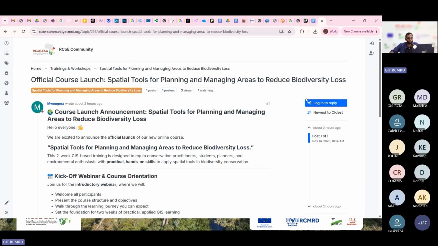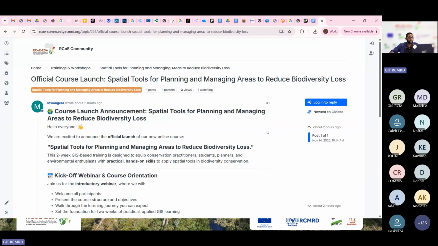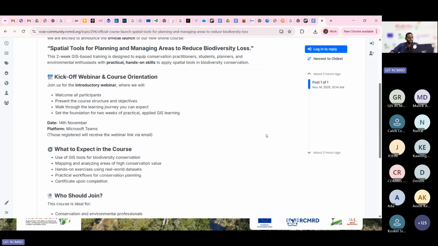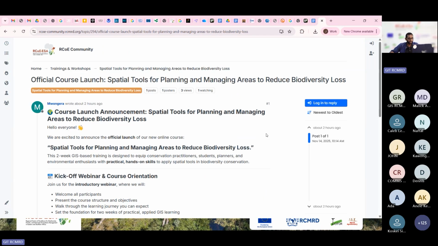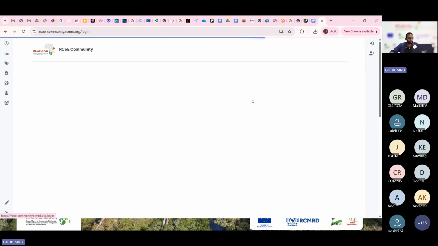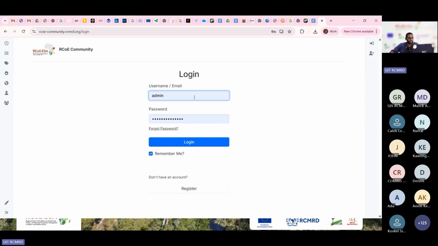On my right side, you can see the option to log in to reply. You need to have an account. You need to be logged in to be able to comment, like, and even share the posts on this community. So ensure that you have logged in. You can see there's an input for an email and the password. This is for an existing user.